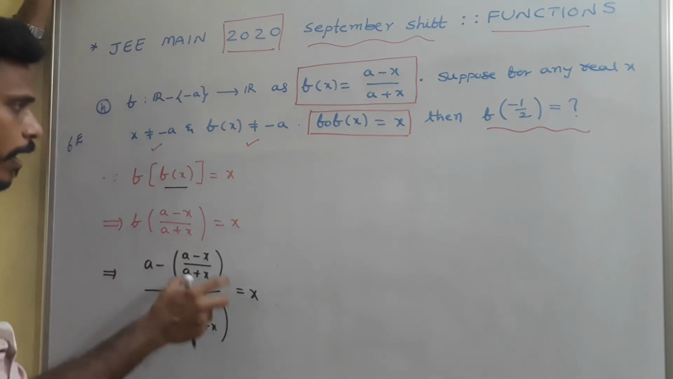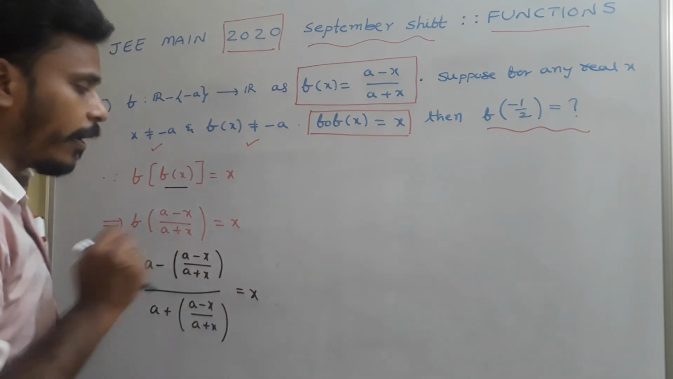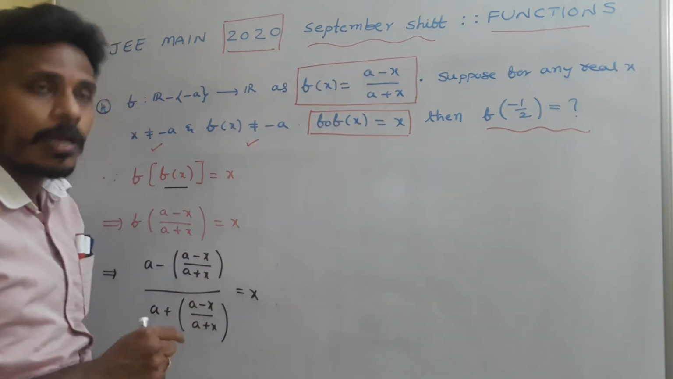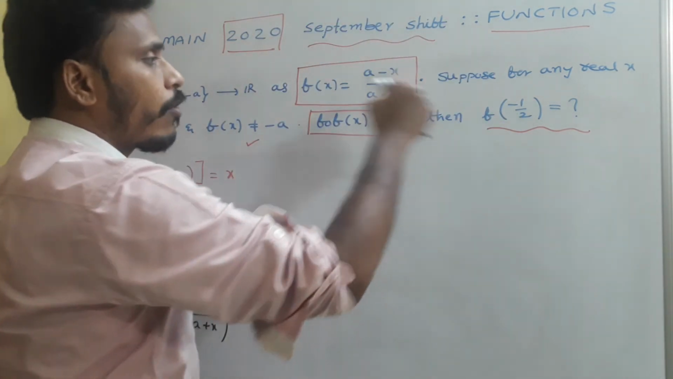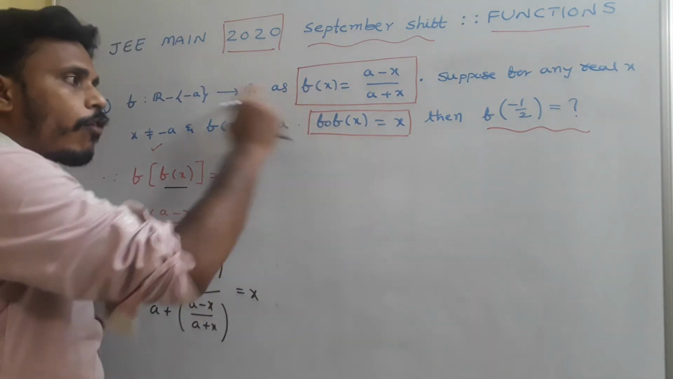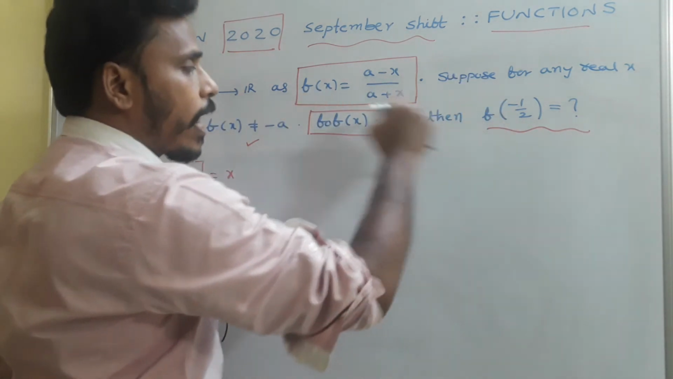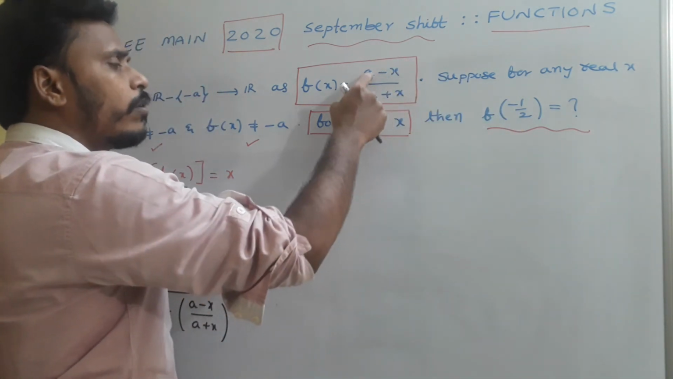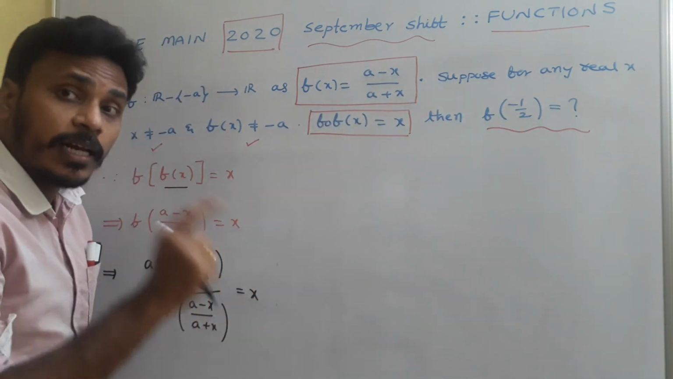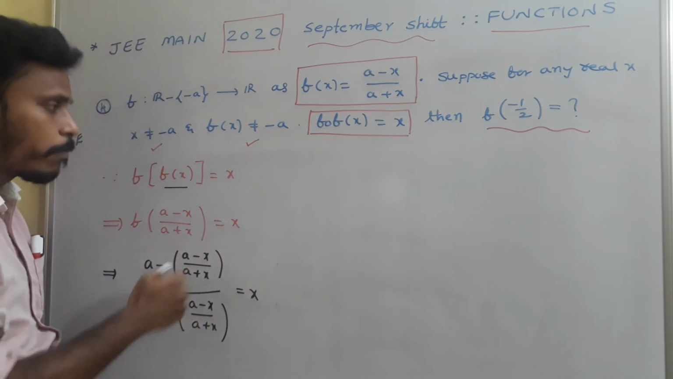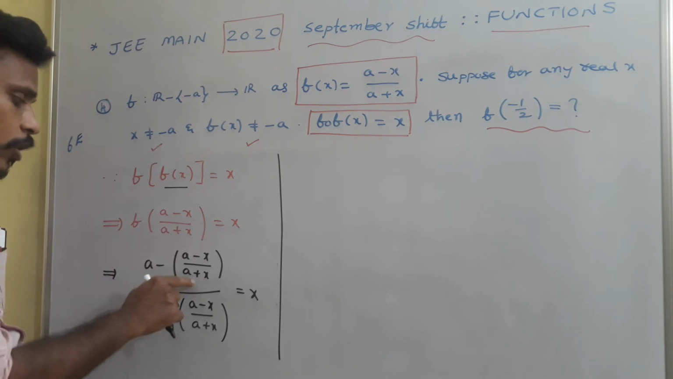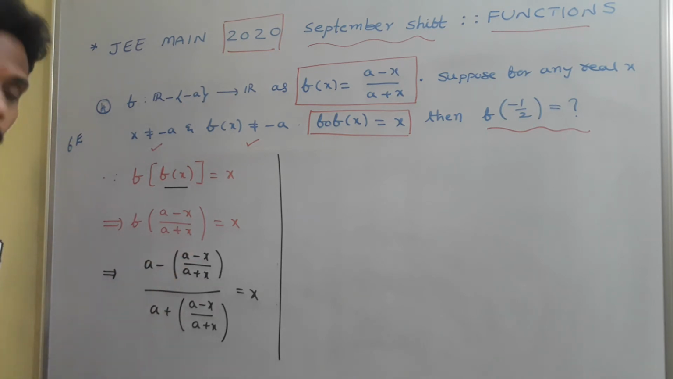From this part we need to calculate a. After identifying a, finalize the function. From there we need to calculate f of minus 1 by 2. Actually f of x is given and they ask us to calculate f of minus 1 by 2. So if you replace x with minus 1 by 2, what do you say about a? For that a we are working. So simplify this part: simplify in the numerator, simplify in the denominator.